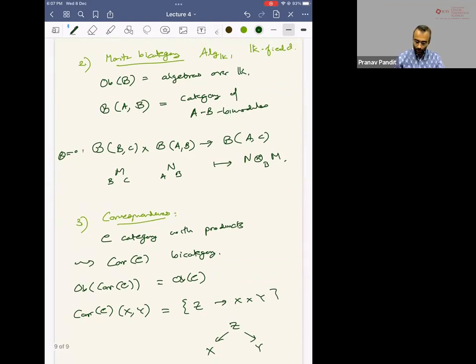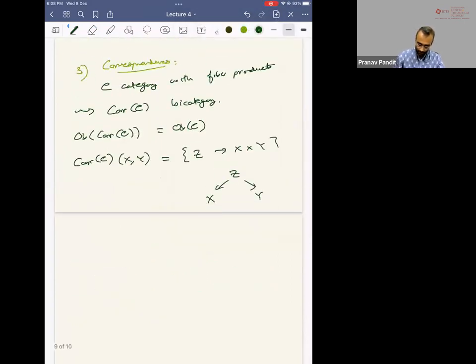And composition is given by fiber product. So composition is this.